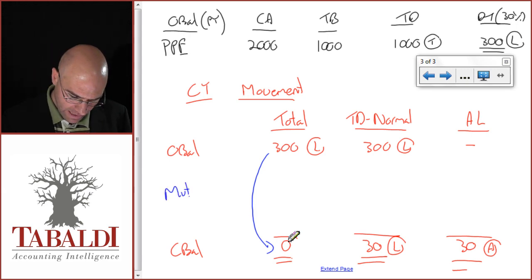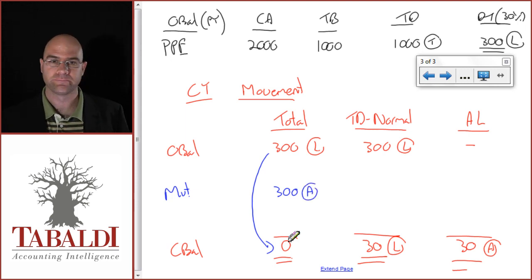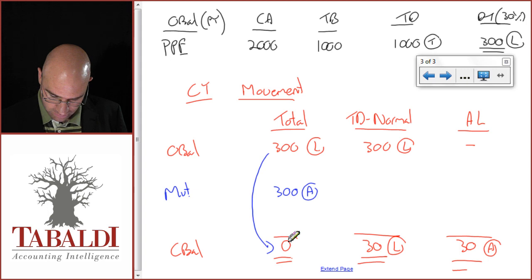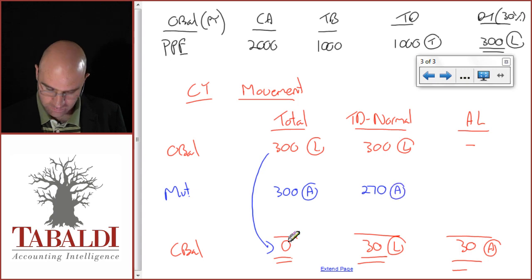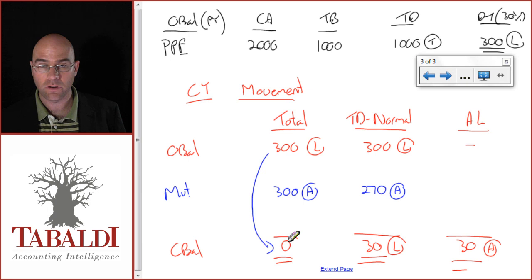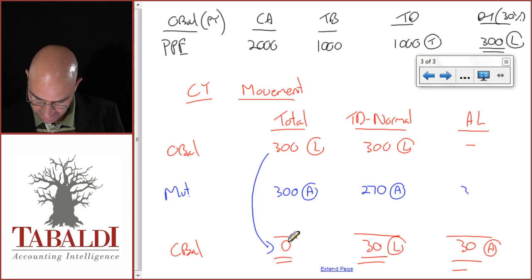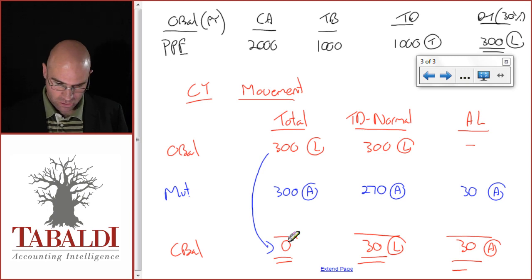So the movement now, the movement from 300 to 0, well, that is going to be a reduction of the liability being a debit, an asset movement. The total temporary difference movement will go from 300 liability to 30 liability, which would be a 270 reduction of the liability, giving me an asset movement, a debit financial position. And the assessed loss is going from 0 to 30 asset, which would also be a 30 asset movement. How would that be journalized?